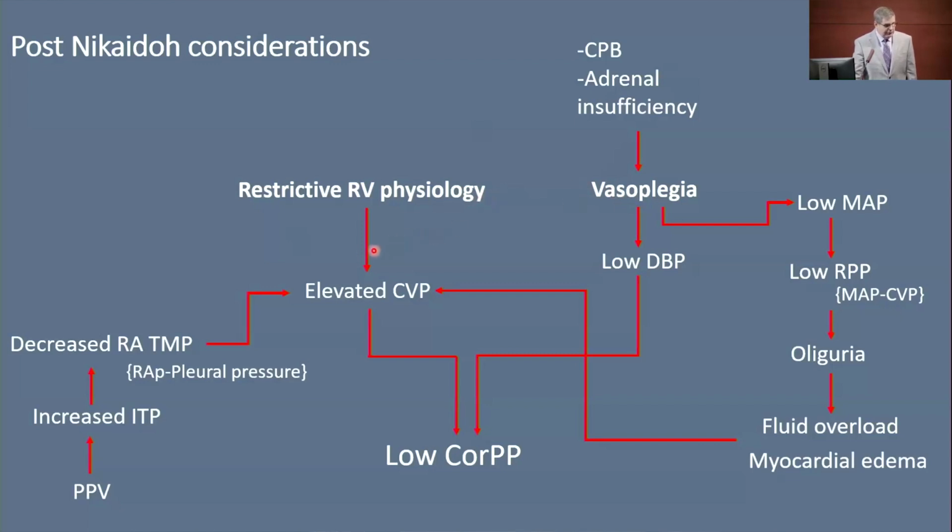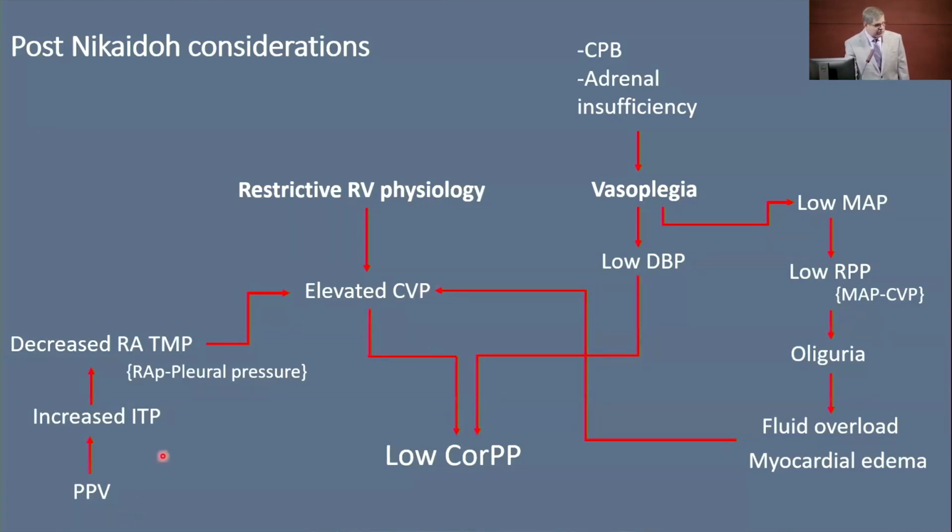The restrictive RV physiology leads to elevated CVP, which will decrease coronary perfusion by itself. The vasoplegia leads to low diastolic blood pressure, which will also decrease the coronary perfusion pressure. There will be low MAPs as well with the vasoplegia, which will lead to low renal perfusion pressure. This is determined by the MAP minus the CVP. That will lead to oliguria, fluid overload, myocardial edema. All of those things will lead to elevated CVP, which will, again, lead to decrease in coronary perfusion pressure.